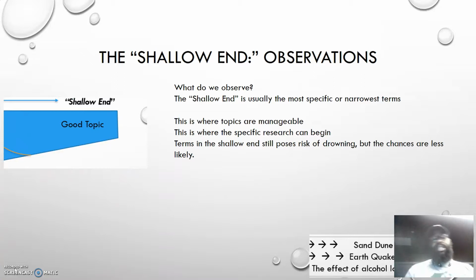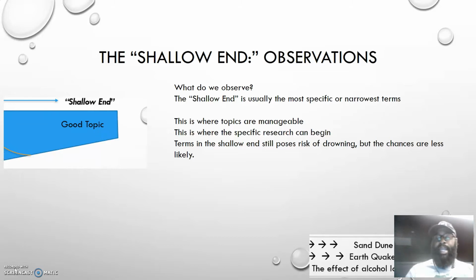What do we observe in the shallow end? The shallow end is usually the most specific and narrowest term. Now, that's if we've gotten to our end goal. We're looking at sand dunes and earthquakes and the effects of alcohol laws on binge drinking. We're looking at a specific element of a broader topic, which is good for doing research because now we're looking at one piece of it and not the entire spectrum. These terms are much more manageable, and this is where the specific research can begin.